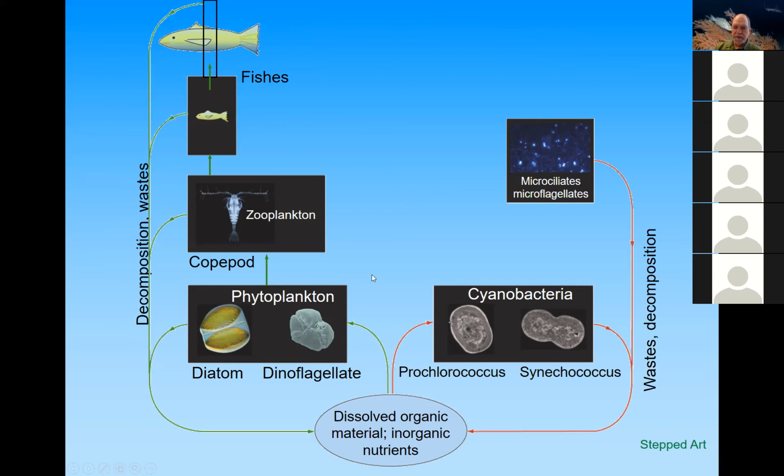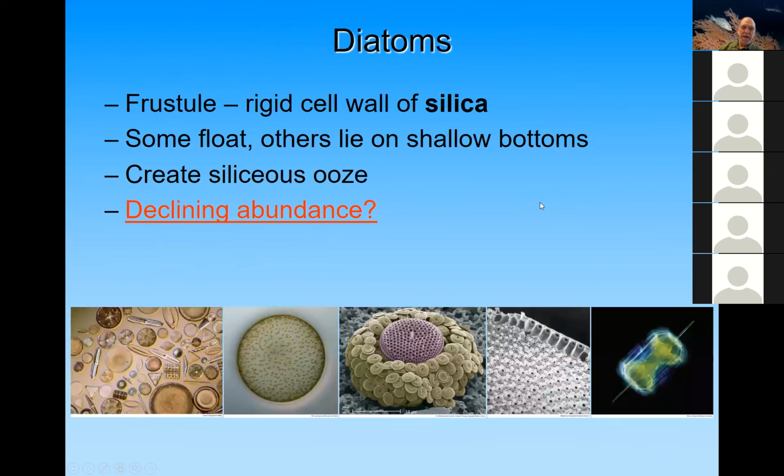Okay, so just a few words on the different types of phytoplankton. Diatoms, which are among the most productive phytoplankton, are characterized by a rigid cell wall of silica, and most of them float. Others can lie on the bottom in shallow water. The glass silicate cell walls typically come in two sections, one fitting inside the other, and that is what gives rise to the name diatom, meaning two sections, or frustules, the rigid cells that fit together. And there's concern about the overall abundance of diatoms.